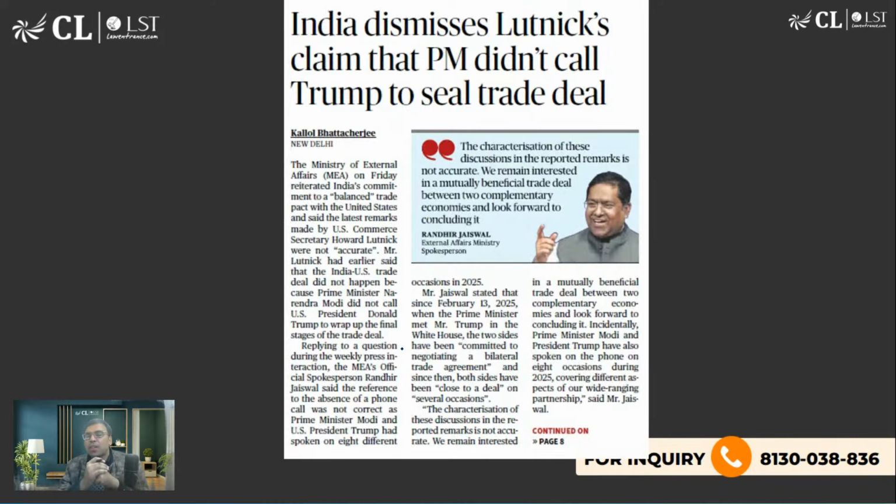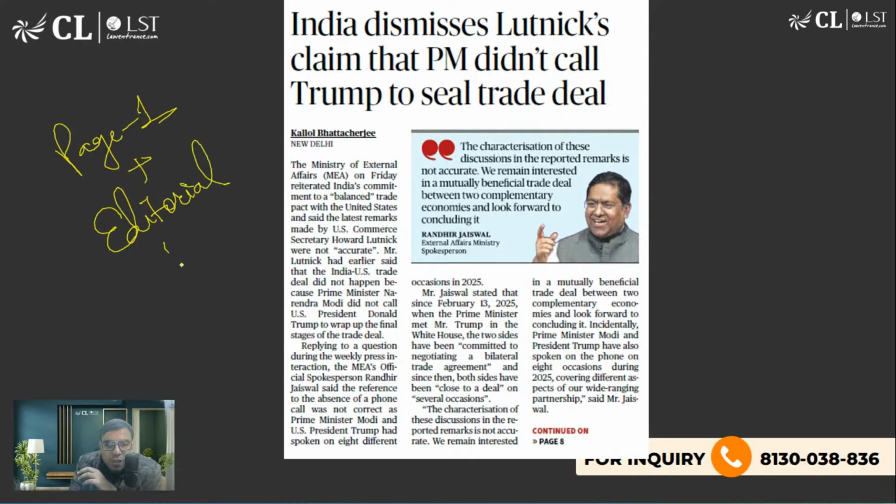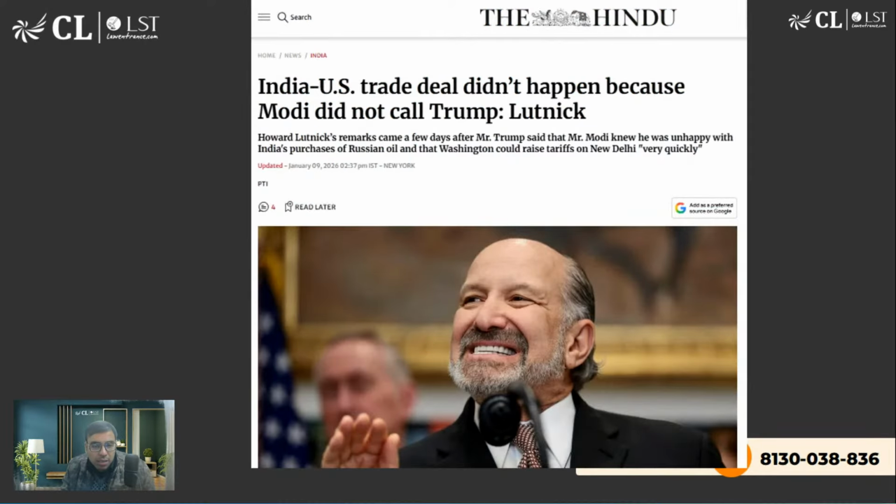Now let's talk about, as I told you in the beginning of the class, you are supposed to read page number 1, the first page, plus the editorial page, right? So we are on the first page, and this is the second article. India dismisses Lutnick's claim that PM did not call Trump to seal trade deal. See, what happened was recently, the Commerce Secretary of Mr. Donald Trump, Howard Lutnick, said that the India-US trade deal could not happen because Modi did not call Trump. Okay, and that is what he said.